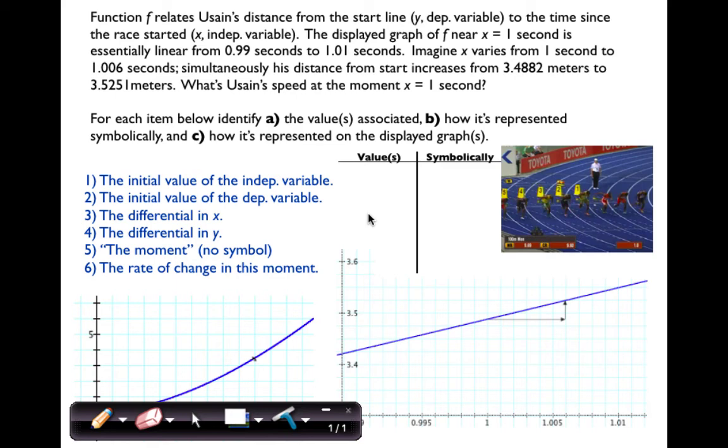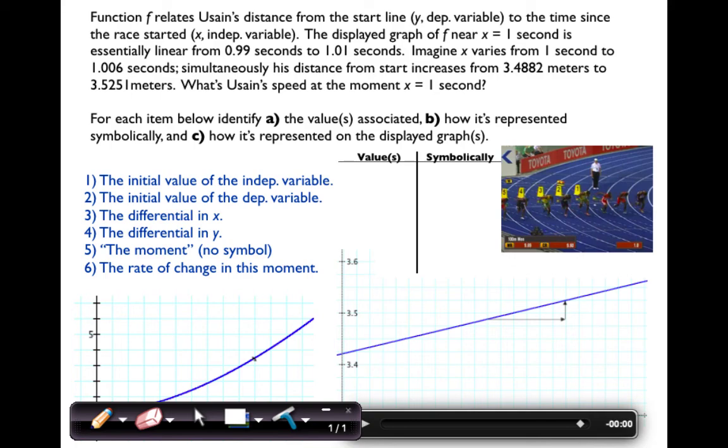All right, so if we are trying to do this computation of a rate of change for the moment x equals 1 second into the race, and we're doing this by imagining x varying from 1 second to 1.006 seconds, what is the initial value of the independent variable that we're using for this example? 1, right? It's just 1, x equals 1, or x initial.